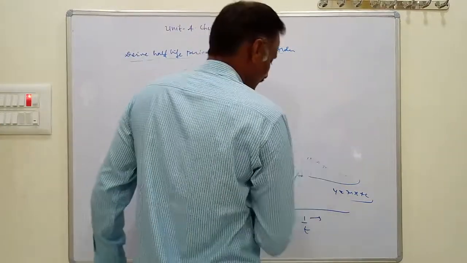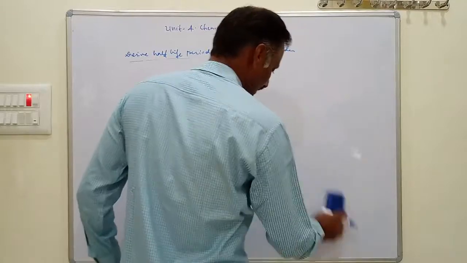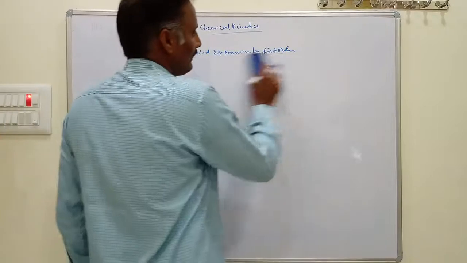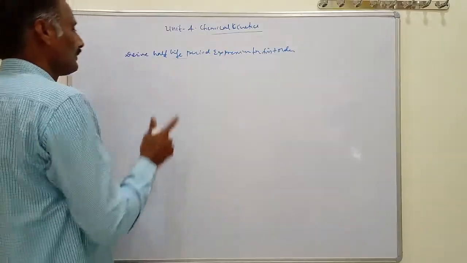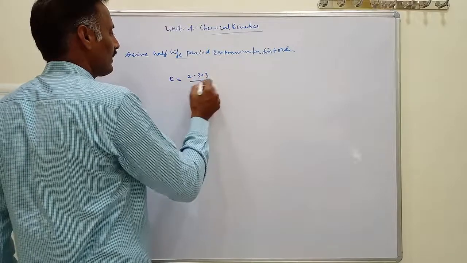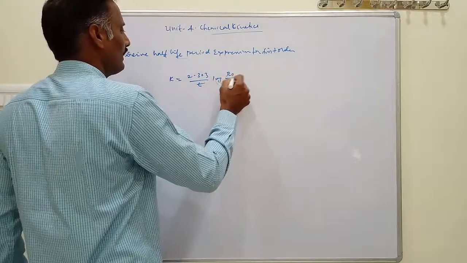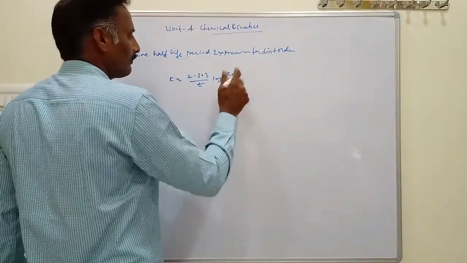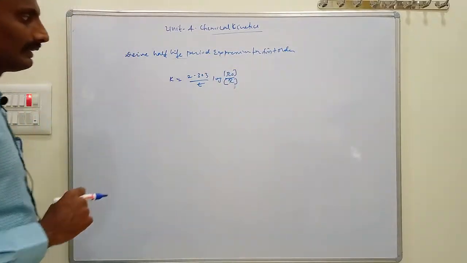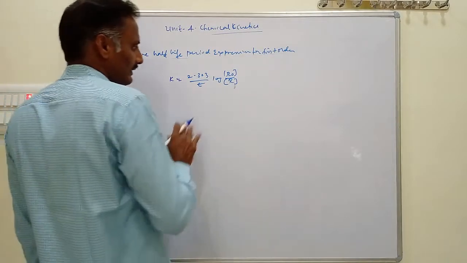Some other reactions also follow first order kinetics. If the reactions are taking place in solution phase, we write the expression k equal to 2.303 by t log R naught by R. But what about reactions taking place with gaseous reactants or gaseous products? In that case, this expression becomes different.